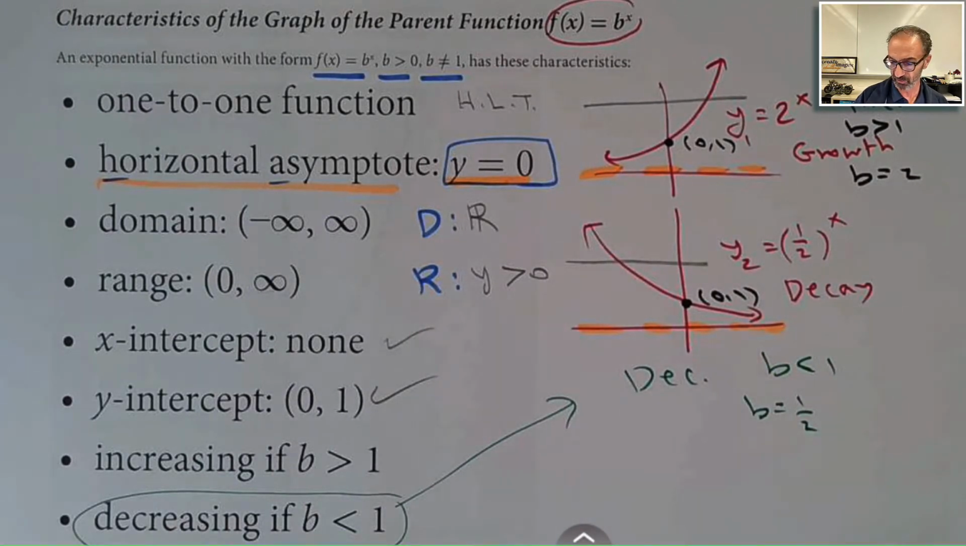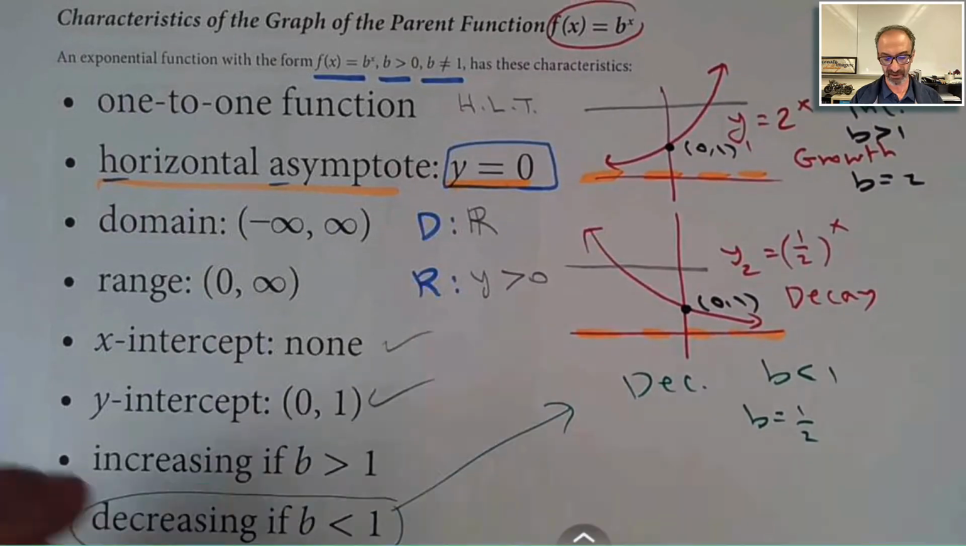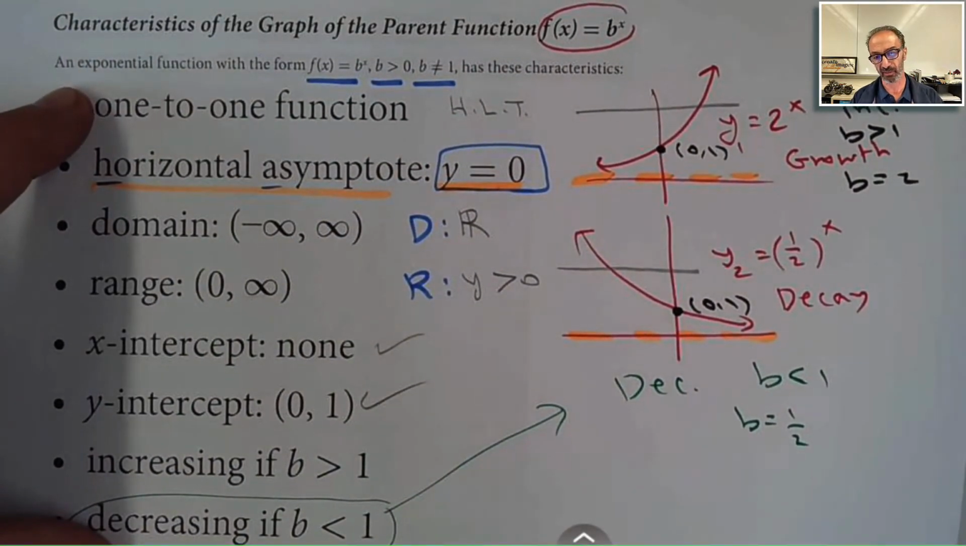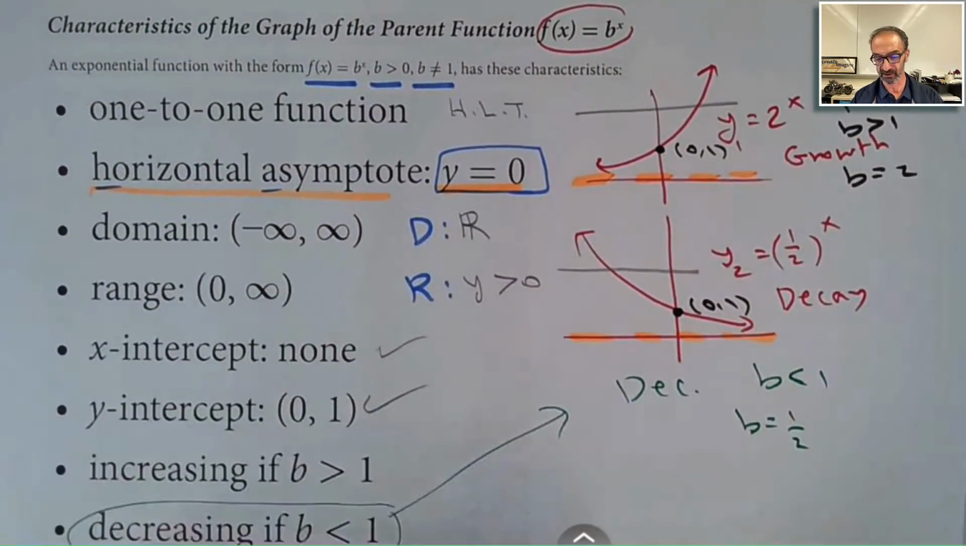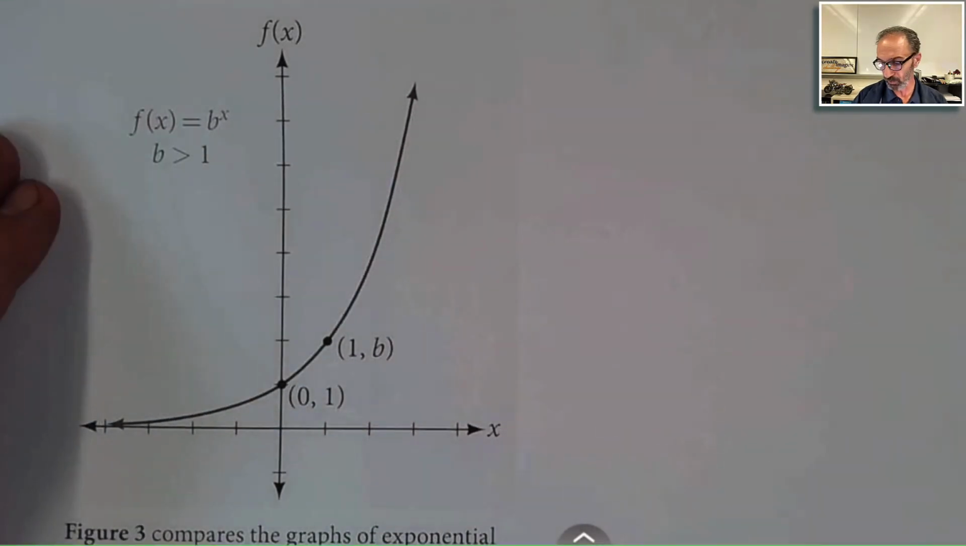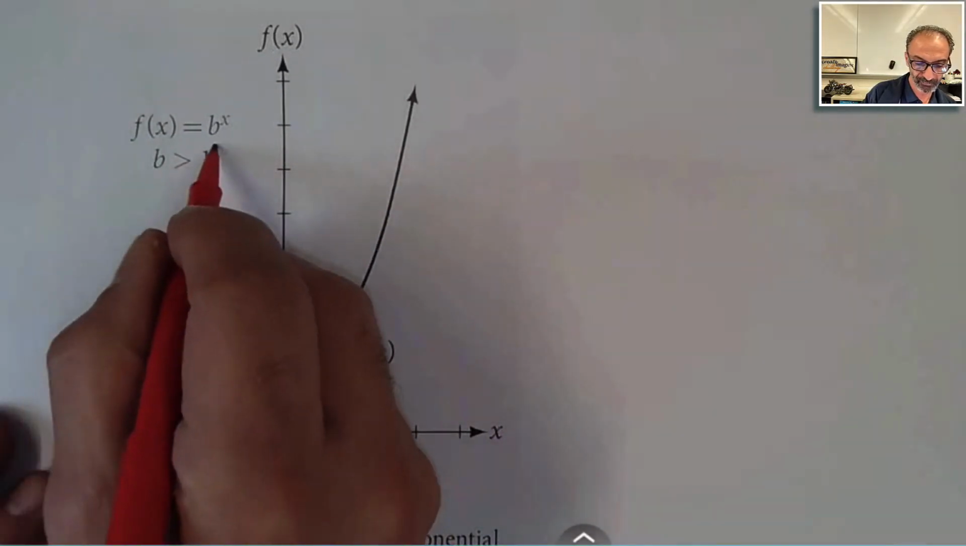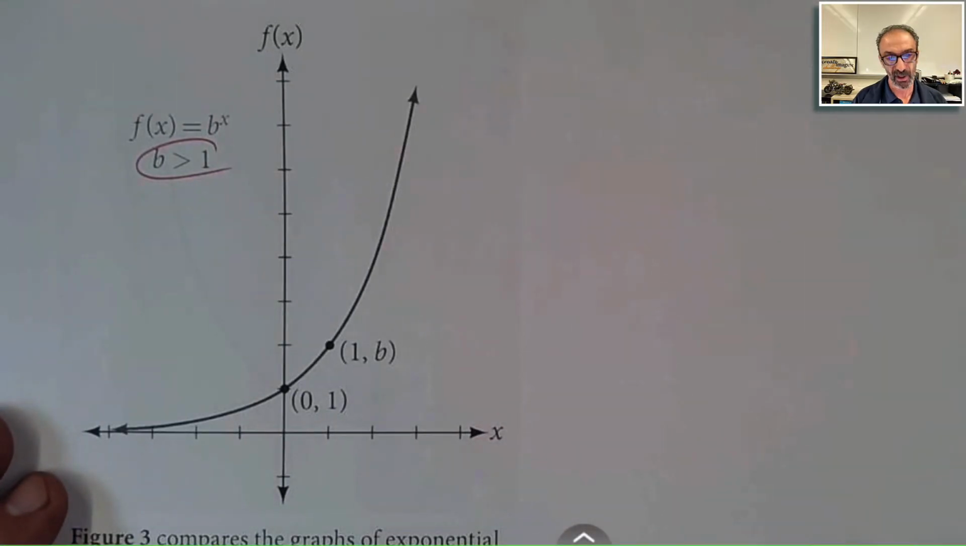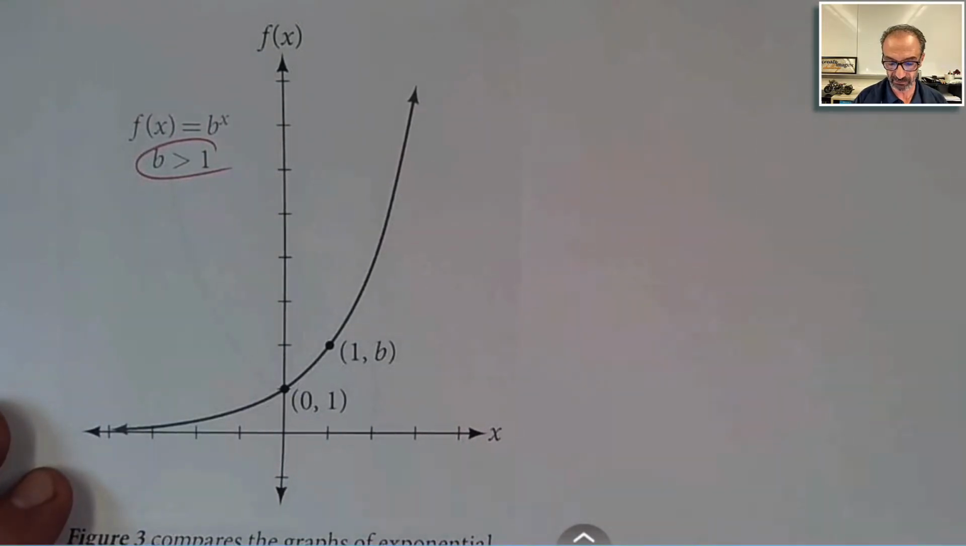I think that should do it for this page, but that's how we could describe exponential growth and exponential decay without any shifts or effects. That is growth. We talked about that. b greater than 1. A good example was 2 to the x as an example.